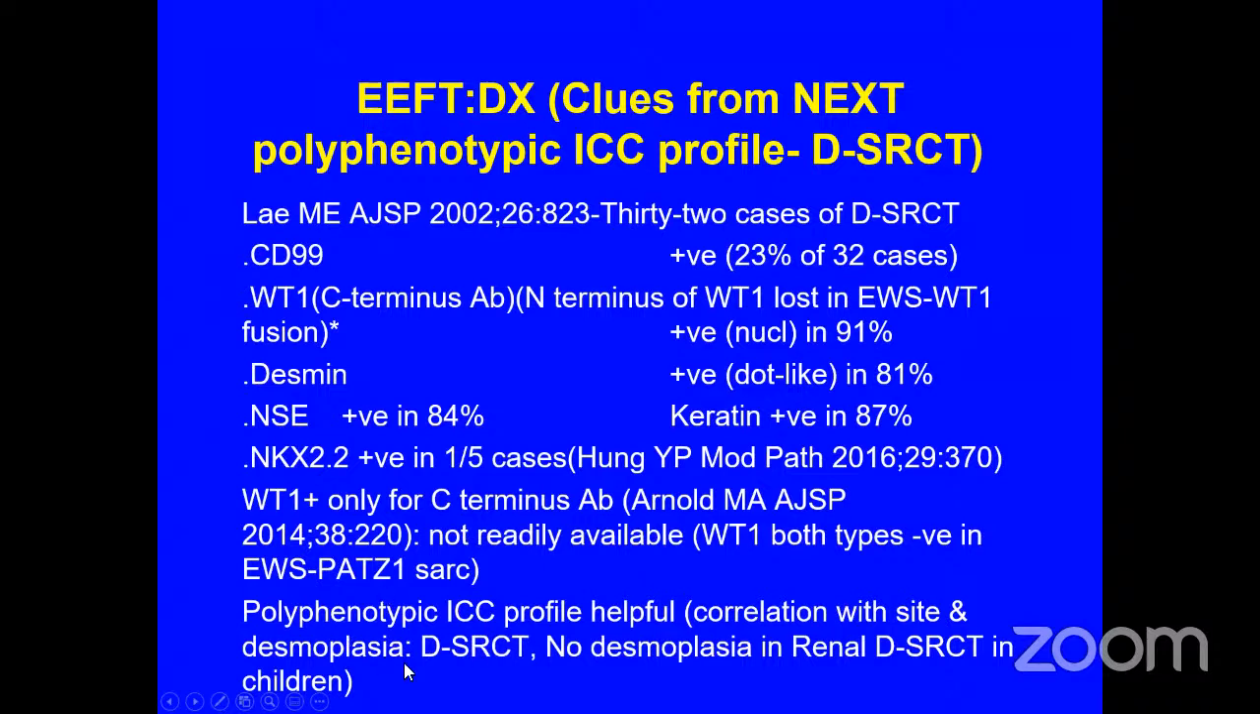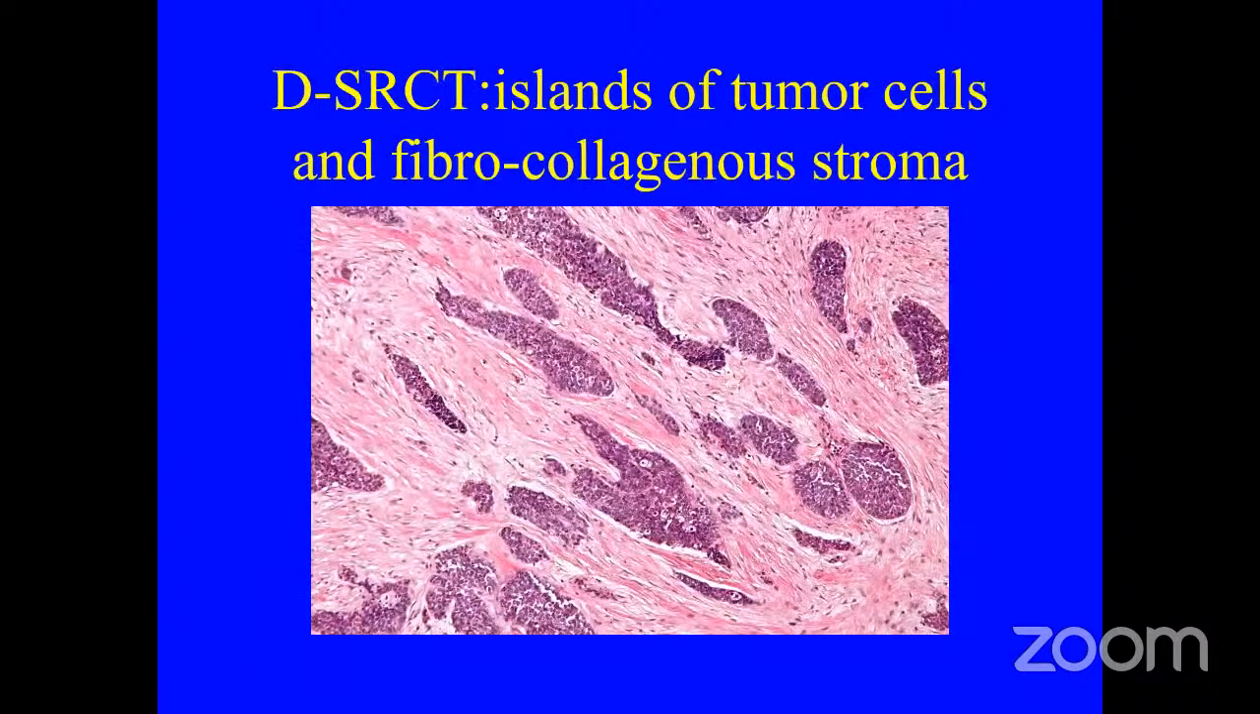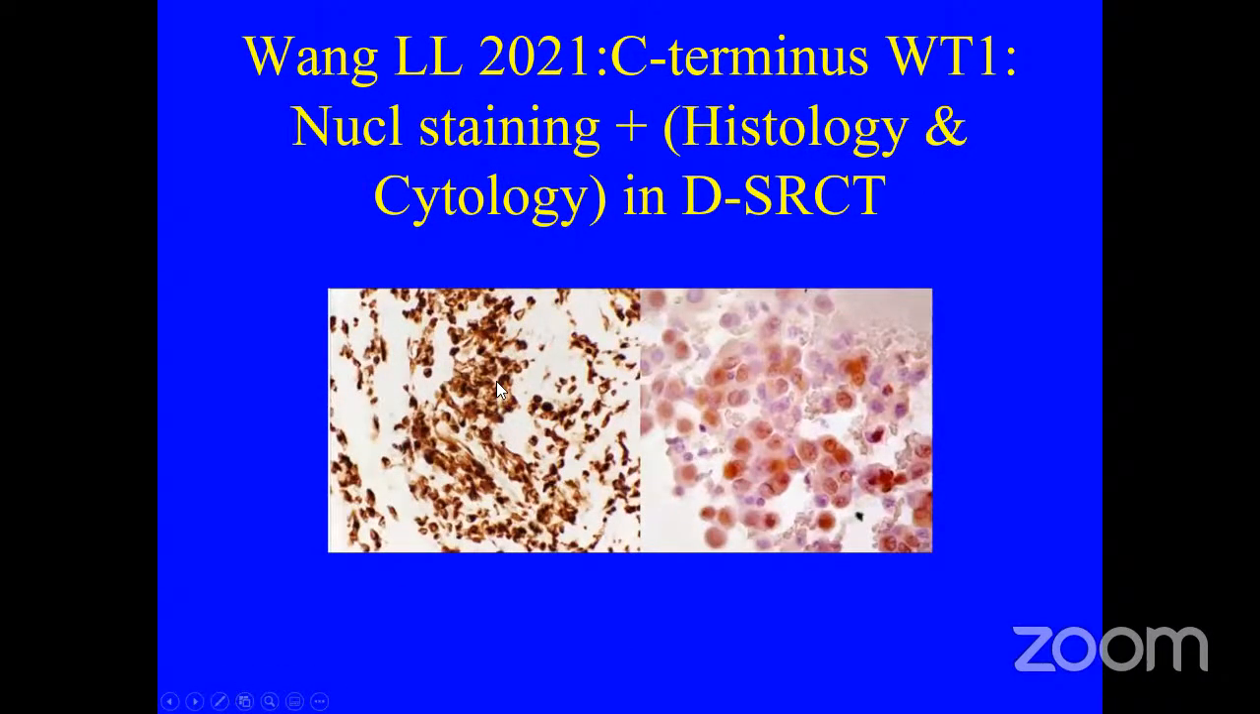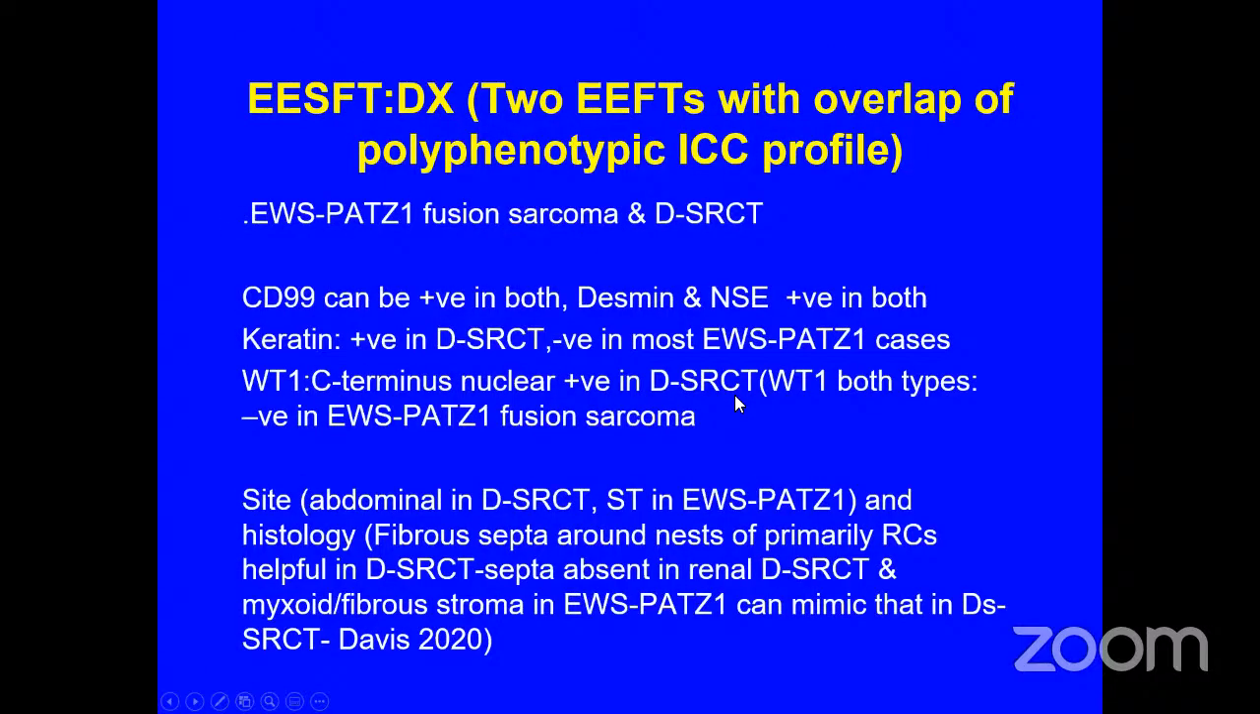So when you have a working histologic diagnosis of desmoplastic small round cell tumor based on your knowledge of the site of the tumor, the primary site of the tumor, the presence of desmoplasia, this type of polyphenotypic Icc profile will strengthen your histologic working diagnosis of desmoplastic small round cell tumor. This is the characteristic histology of desmoplastic small round cell tumor, and this is the nuclear staining with C-terminus Wt1 antibody. This is a cytologic preparation. This is histologic preparation, and this is a cytologic preparation to show you the positive staining.